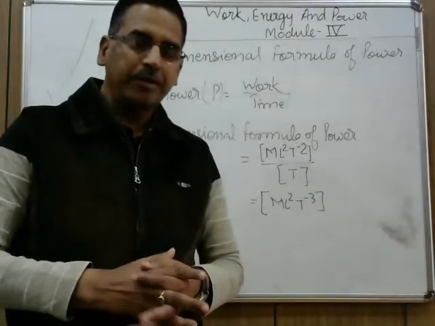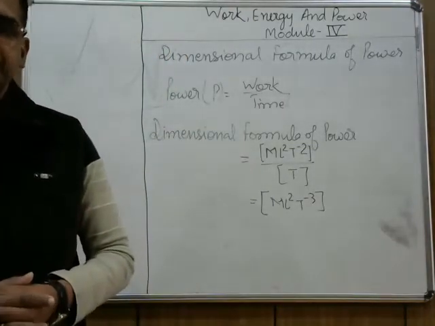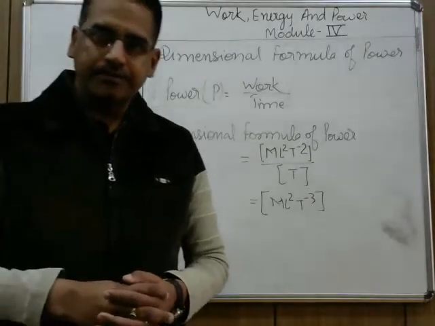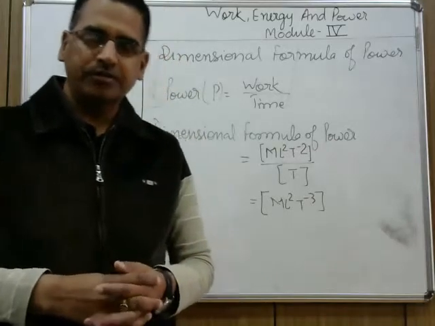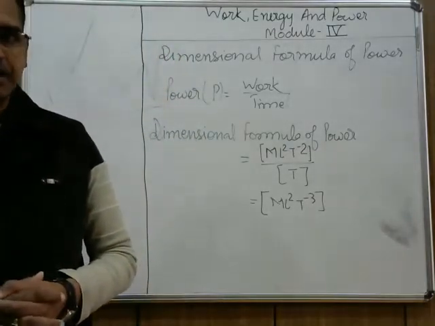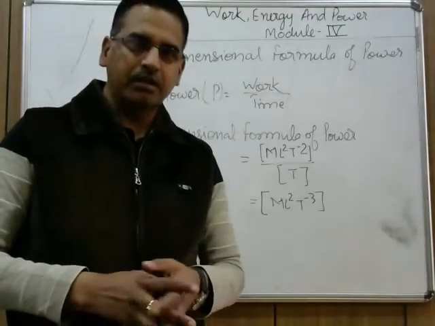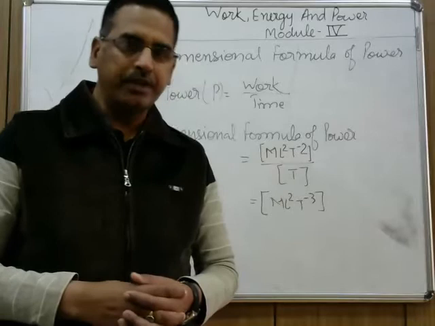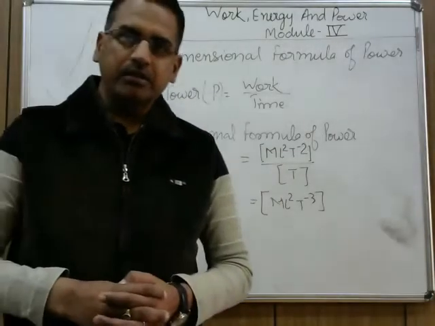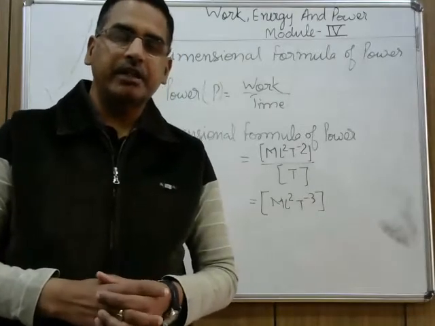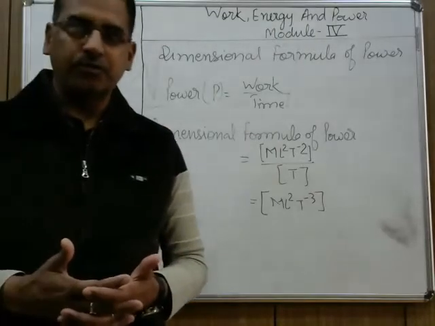Now work may be written as a scalar product of force and displacement. So P will be F dot S upon T. Now S upon T, that is displacement upon time, is the velocity, because velocity is defined as rate of displacement. That's why displacement is divided by time. So in place of S upon T we can write velocity V. So power equals F dot V. That is, power may be defined as a scalar product of force and velocity. This is one thing, definition and formula.